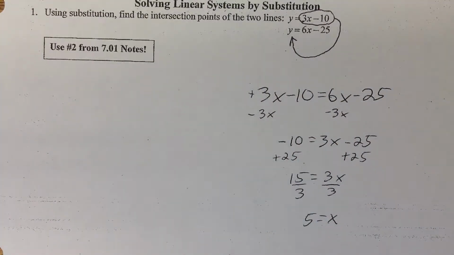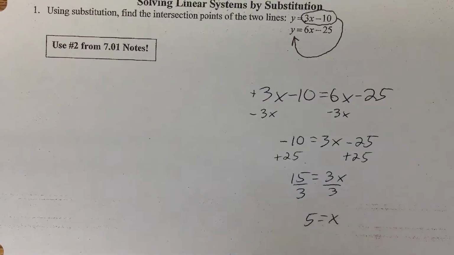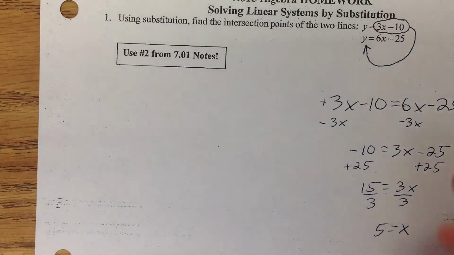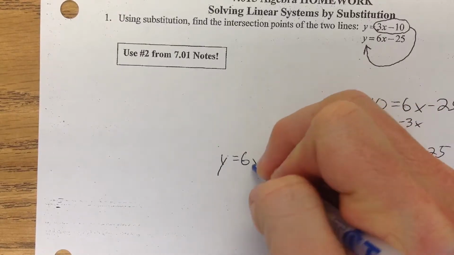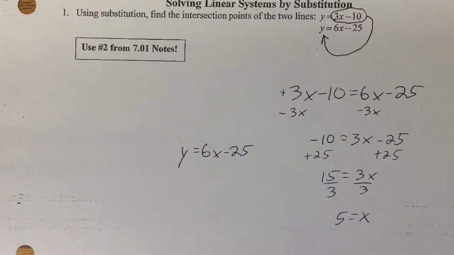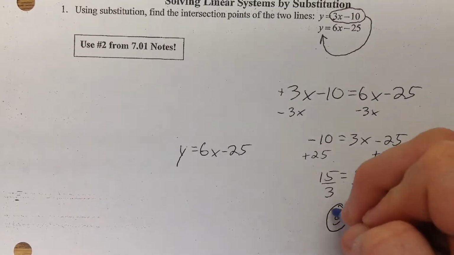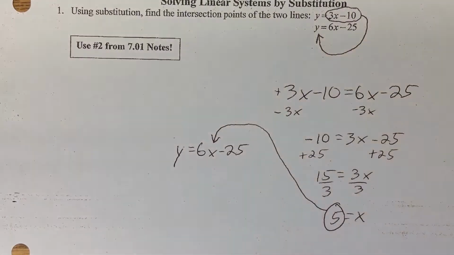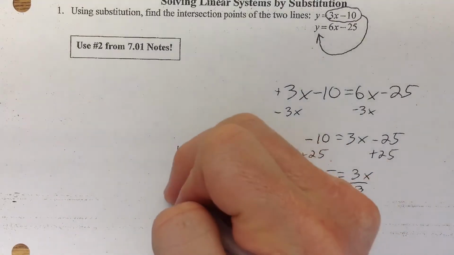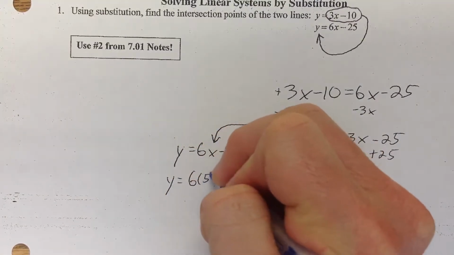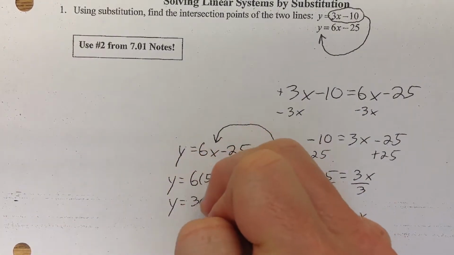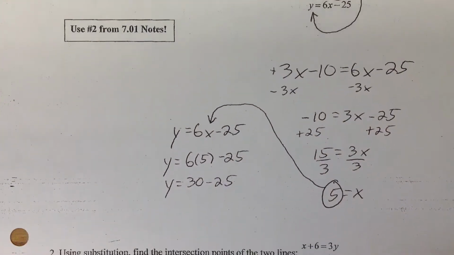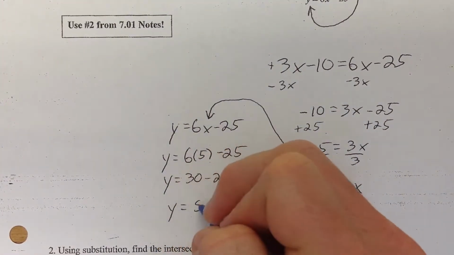Okay, so now that we have our first value, we still have to go in and find our second value. We don't just stop at x equals 5 because we also need to know y. So you pick one of the two equations. Again, it doesn't really matter on this one, so I'm just going to go with 6x minus 25. And then we're just going to do another substitution. This time we're going to substitute in for x. So we're going to get y equals 6 times 5 minus 25. Y equals 30 minus 25. So y just equals 5.